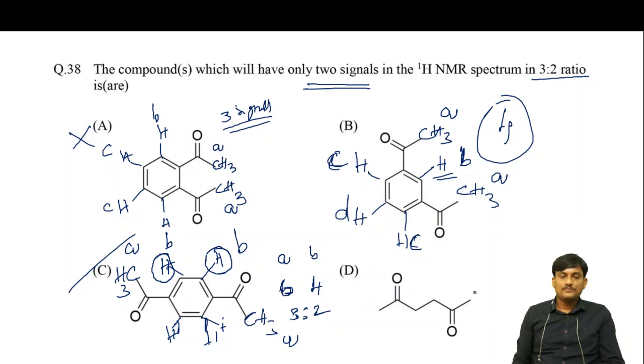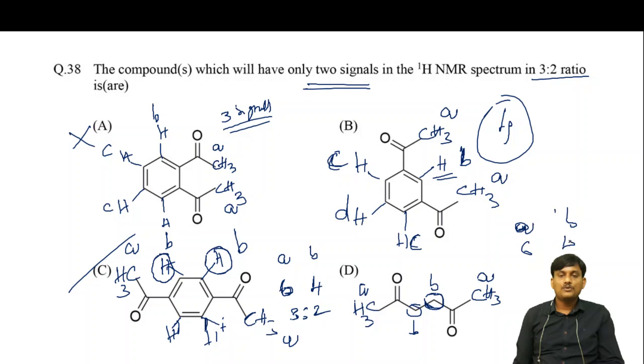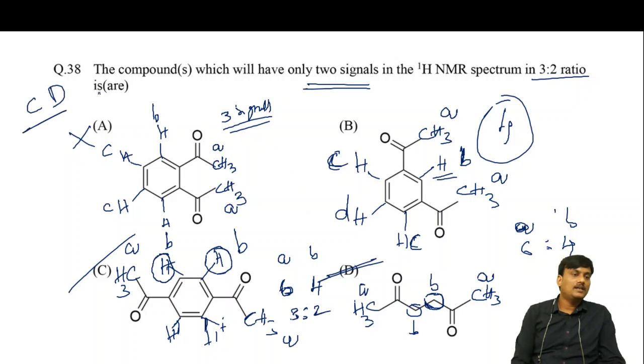If you take this one as CH3 and this one as CH3, and CH2 and CH2, these are A-type protons, and here this CH2 and this CH2 both have the same chemical environment. So this one is B, this one also B. Finally, how many A-type protons are there? 6 A-type protons, 4 B-type protons. Again the ratio is 3 to 2. So what is the correct option? D is also correct. C and D are correct options.